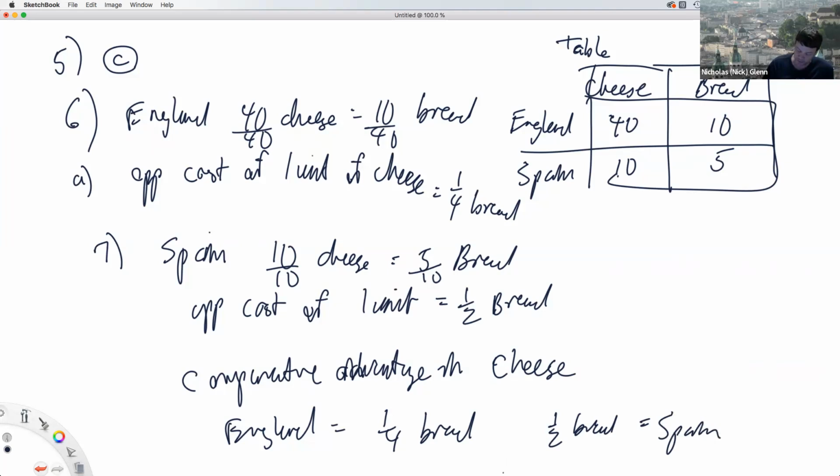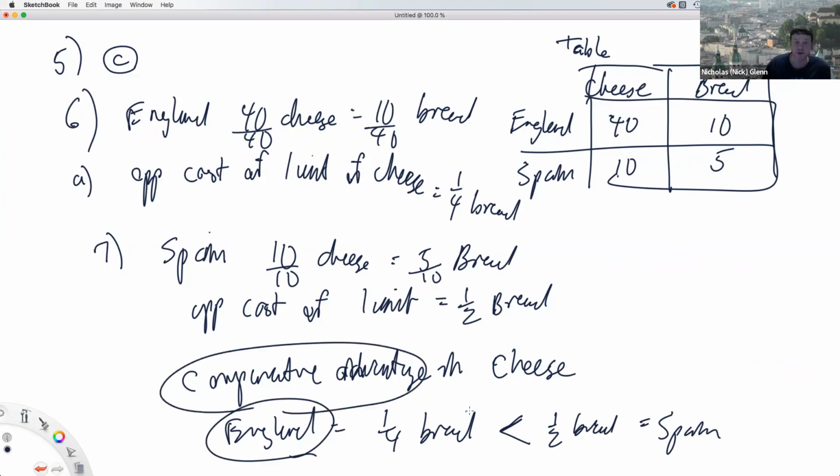So as we can see, the opportunity cost is lower with England. So England has a comparative advantage, and so they should specialize in making cheese. England should specialize in the production of cheese, and Spain should specialize in the production of bread, because whoever has comparative advantage in one good, the other country will have the comparative advantage in the other. That's the way it works. So this is going to be A. I'm sorry, England should specialize in cheese, and Spain should specialize in bread here.